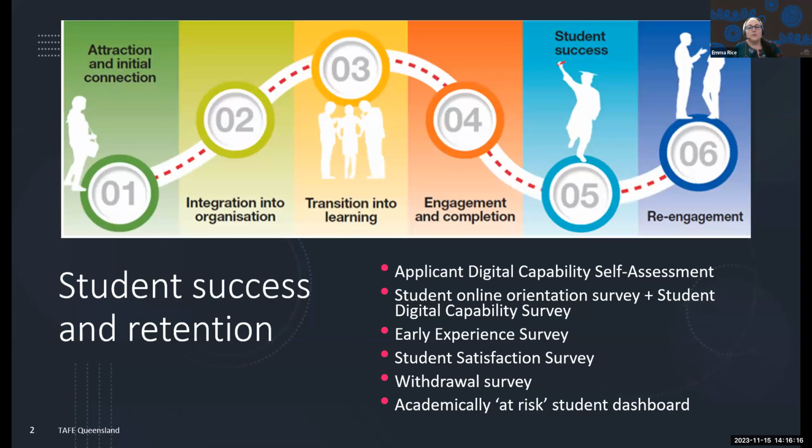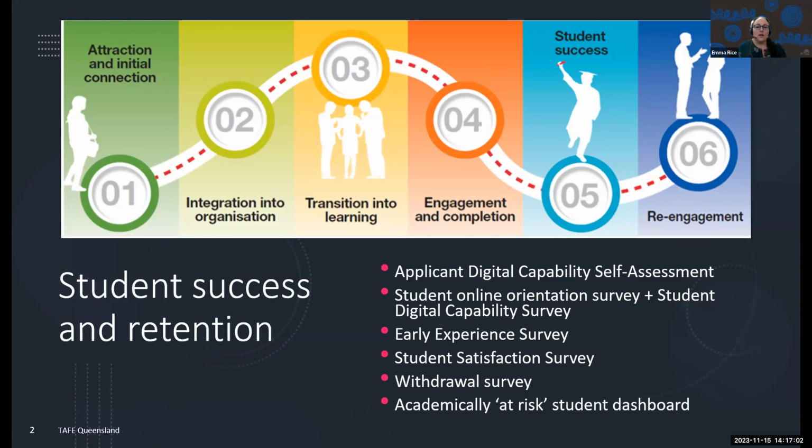At TAFE Queensland, we engage a number of tools to identify students and cohorts who are experiencing issues at various times along their learning journey, including but not limited to the things that are on the screen. The applicant digital capability self-assessment is available on our website for people interested in studying at TAFE Queensland, and provides them with an idea about the digital requirements for studying here, and then links them to training to develop those skills if required. The student online orientation is available 14 days prior to start of study for students to orientate themselves to TAFE Queensland, to all those really enabling things around student rules and responsibilities, learning management system, student support services, etc. There's a survey and a student digital capability survey at the end of that for them to complete.